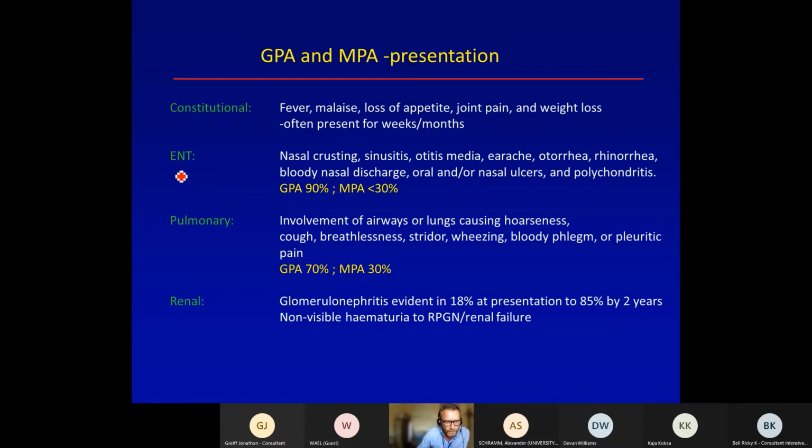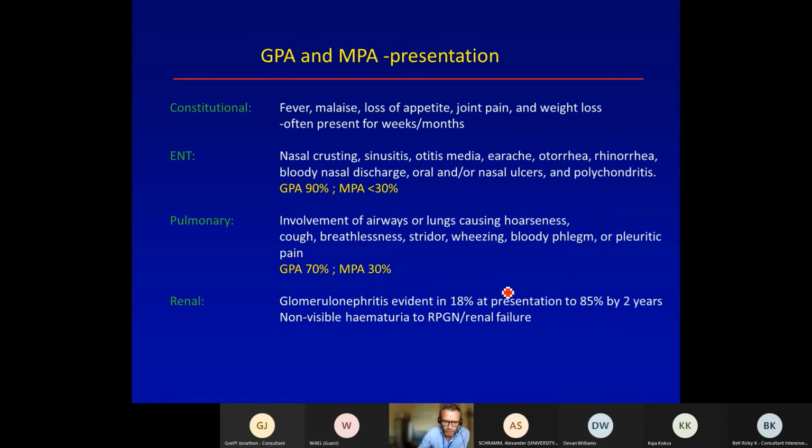ENT and pulmonary disease is very common in GPA, less common in MPA. Nasal crusting and bloody nasal discharge is very common. Mouth and nose ulcers and a variety of different ear involvements can happen. In terms of the lungs, cough, breathlessness, and obviously worrying is when they start to cough up bloody phlegm, which indicates the development of lung hemorrhage.